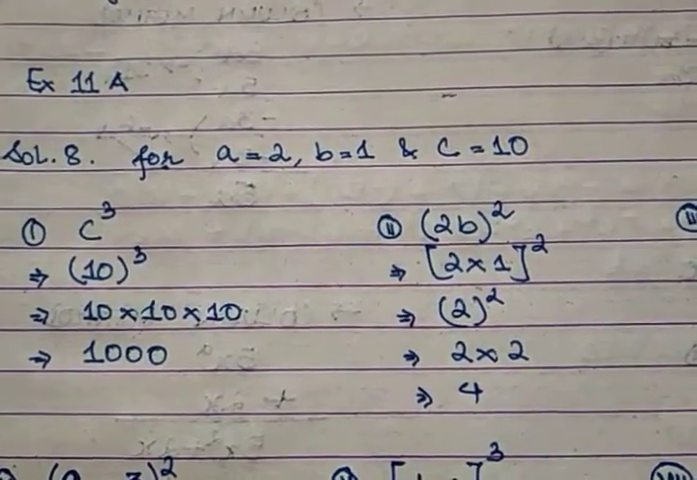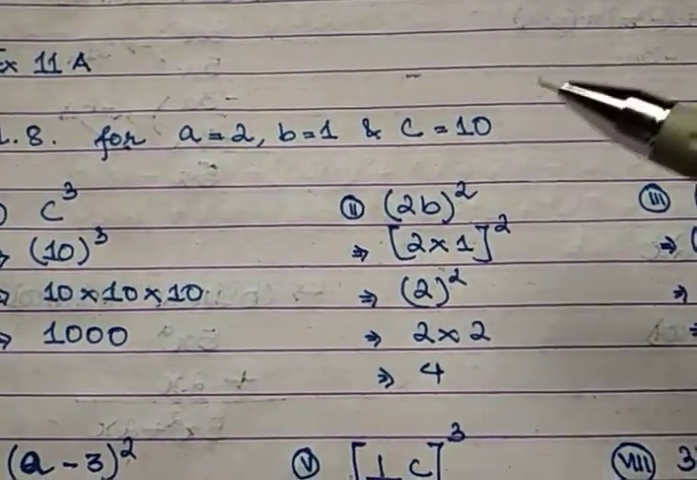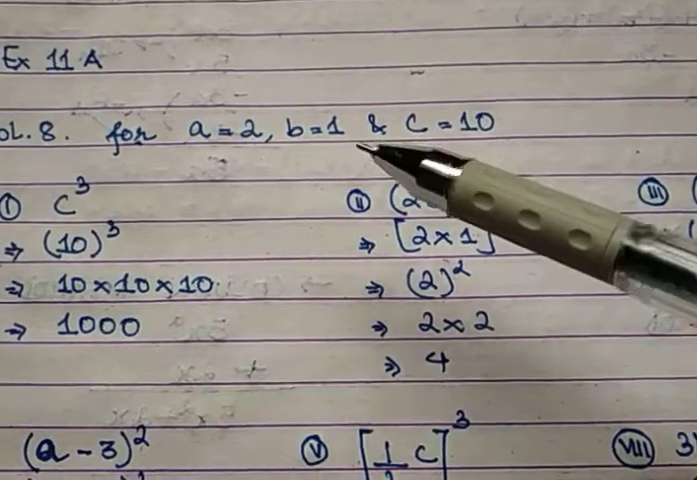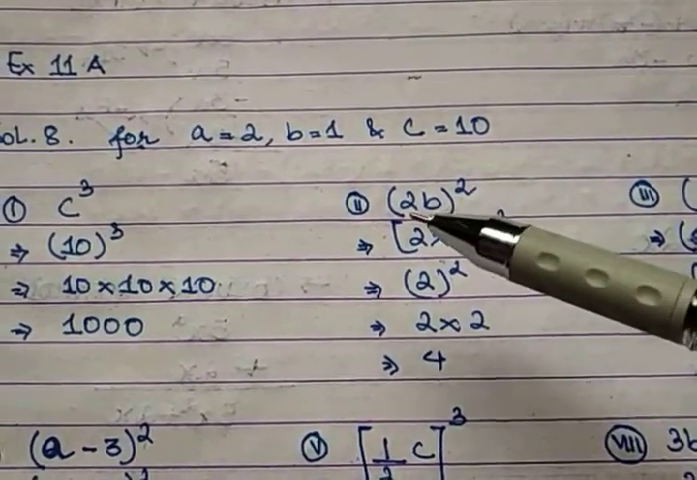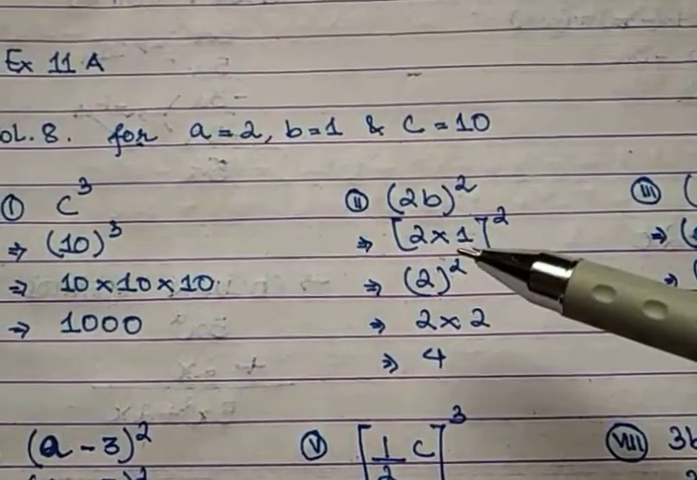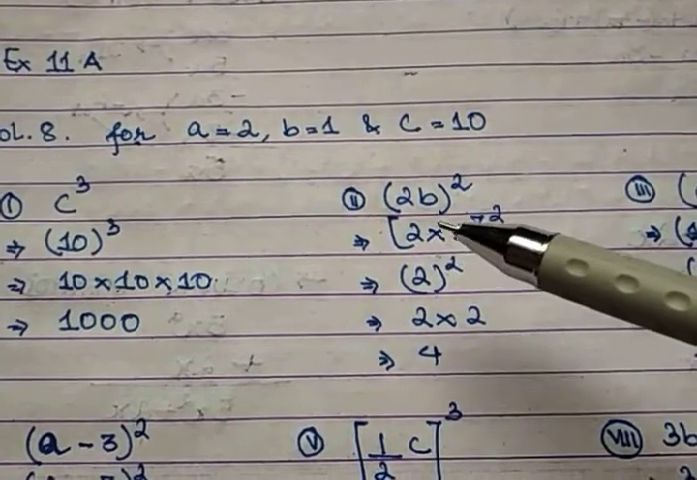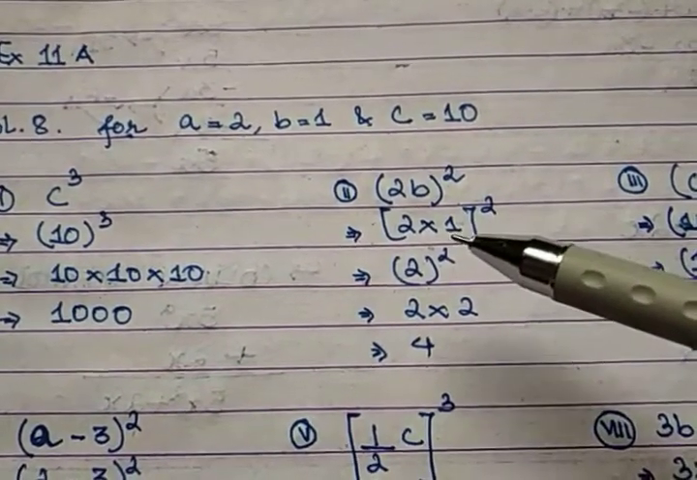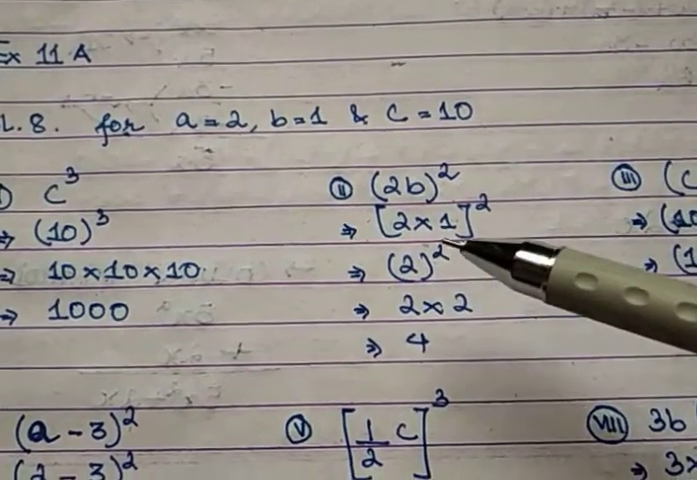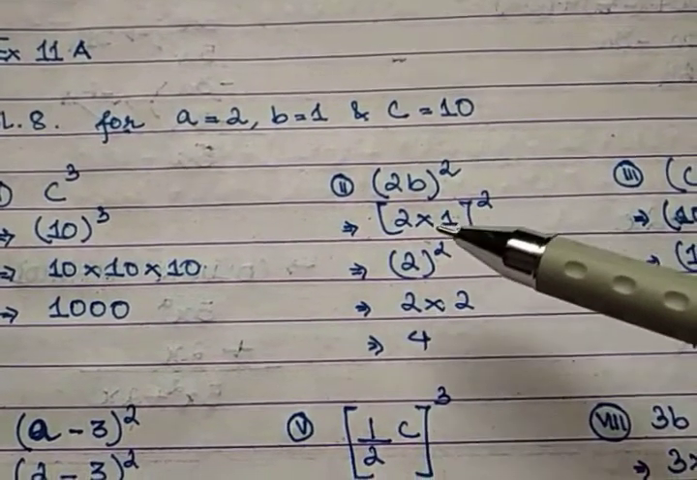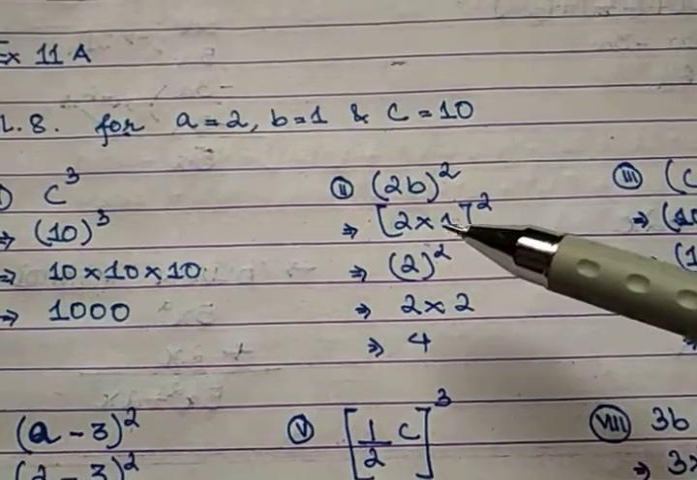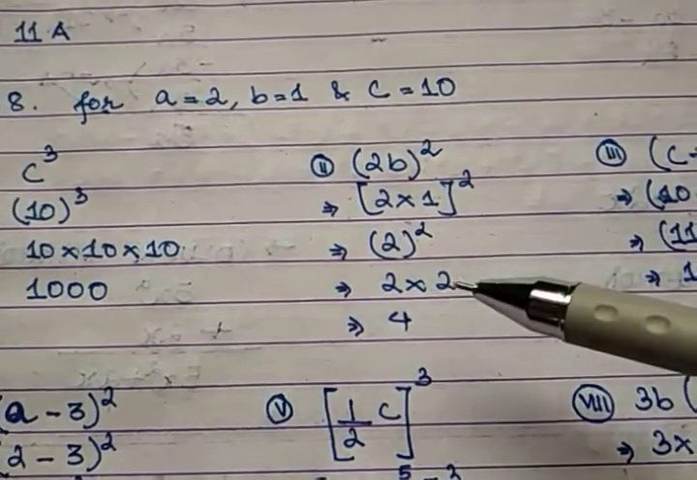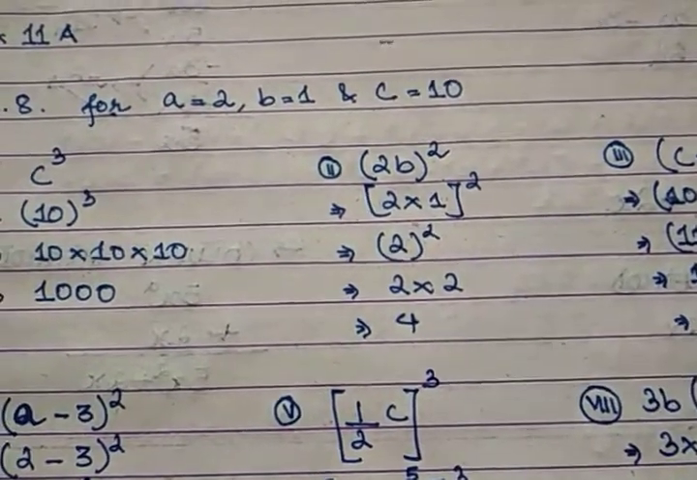Now the second one is (2b) whole squared. The value of b is given as 1. The relation between the constant and the variable is multiplication. So I have substituted the value of b as 1, so (2 into 1) whole squared. 2 into 1 is 2, because whatever is inside the bracket we need to solve first according to the BODMAS rule. So it is 2 squared, which means 2 into 2, and that is 4.